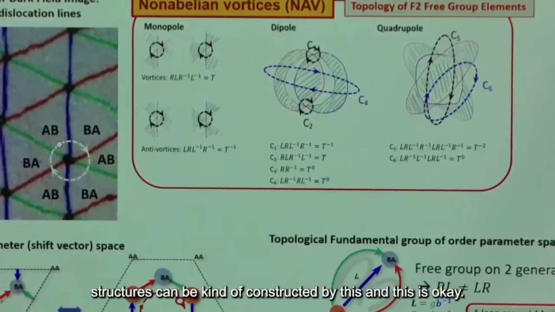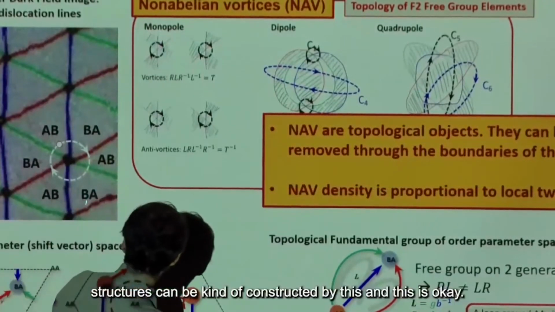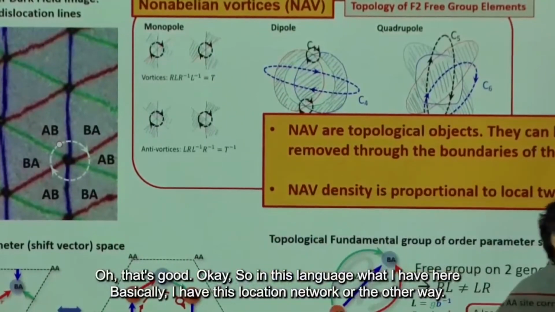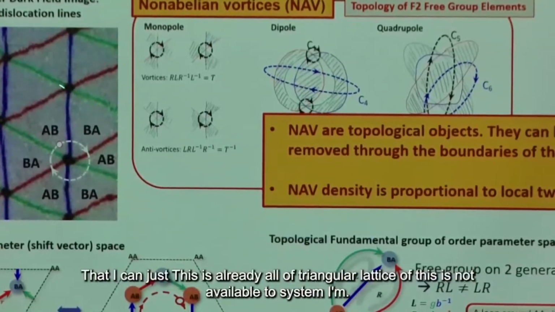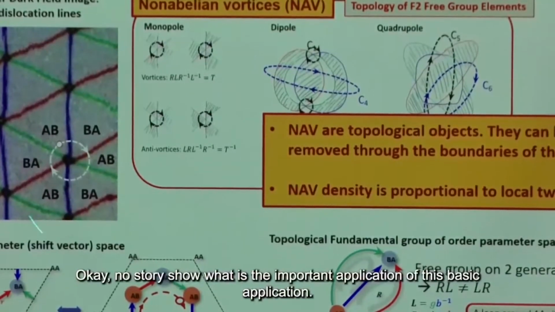Okay, so in this language, what I have when I have this twisted bilayer is basically this dislocation network. The other way I can describe it is as an array, or triangular lattice, of these non-abelian vortices connected by dislocations between them. So that's basically the language we have.